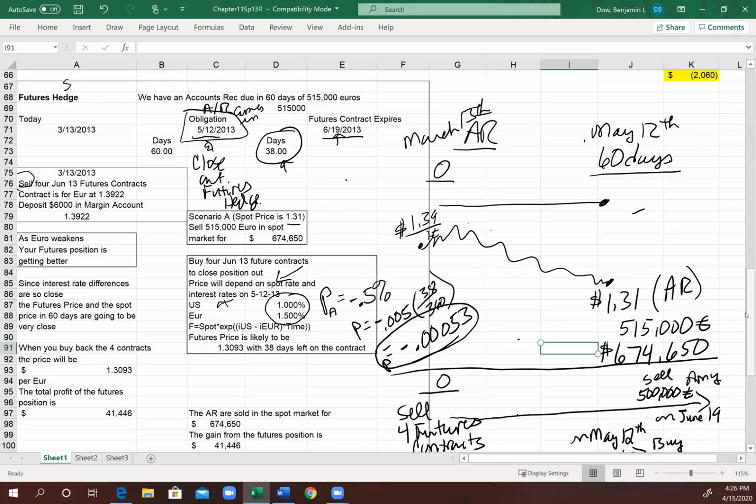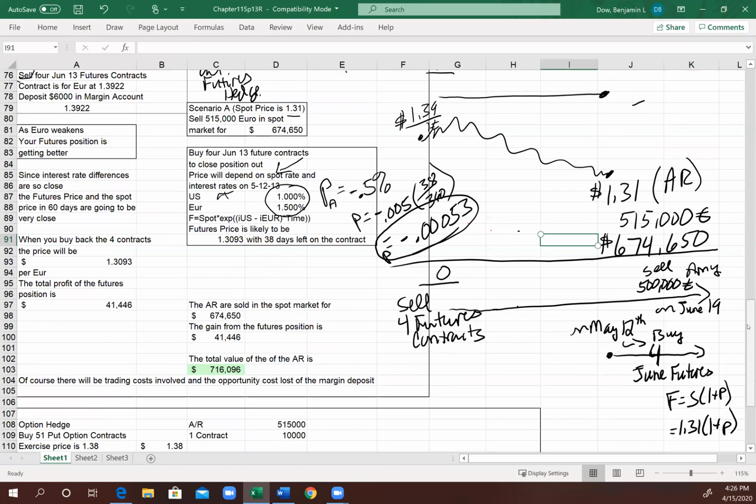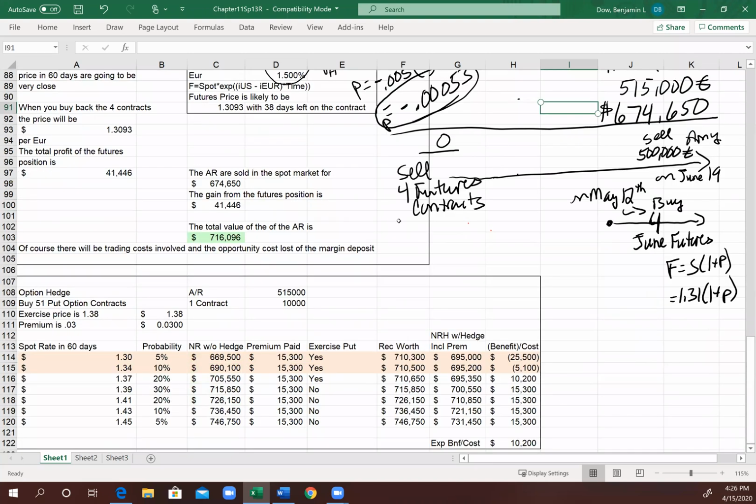So now we can go up. Right here. So we know then that on May 12th, the June futures price will be equal to $1.31 times 1 plus the periodic premium, which is negative 0.00053. And that when we look back in May, the June futures price should be 1.3093.